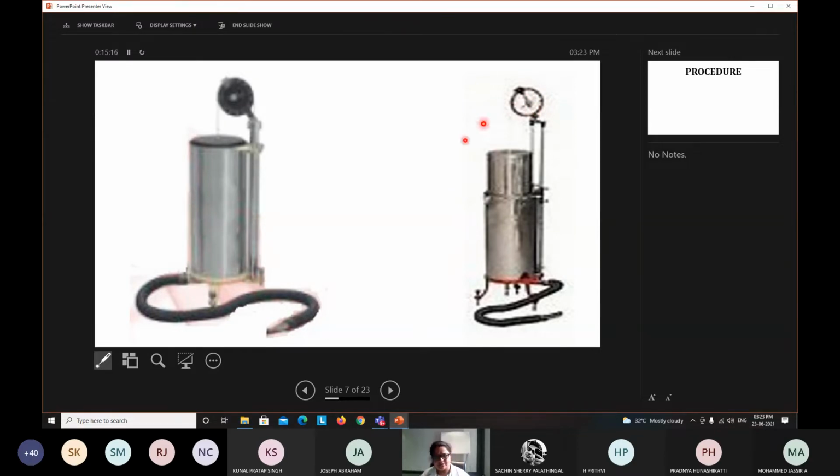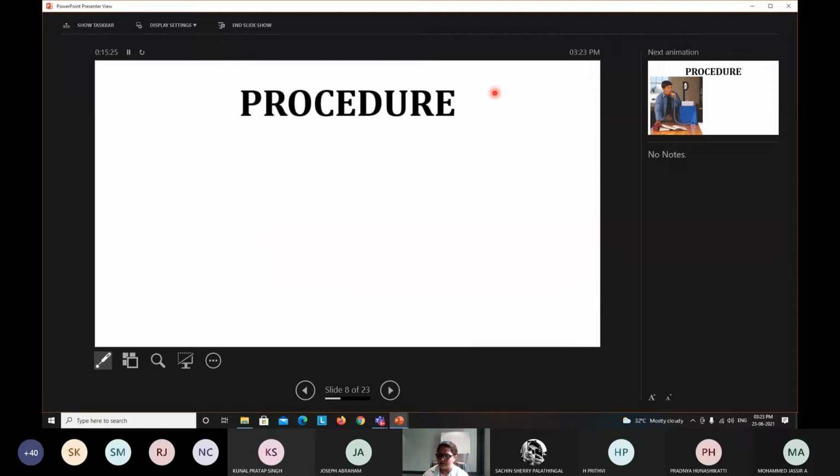It's very simple to perform. Very easily the practical can be done. Now let us see the next component, that is the procedure: how the experiment is done.